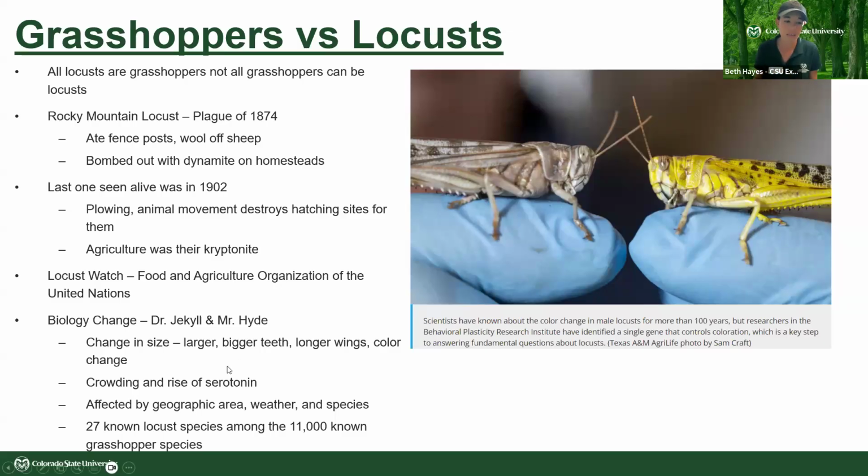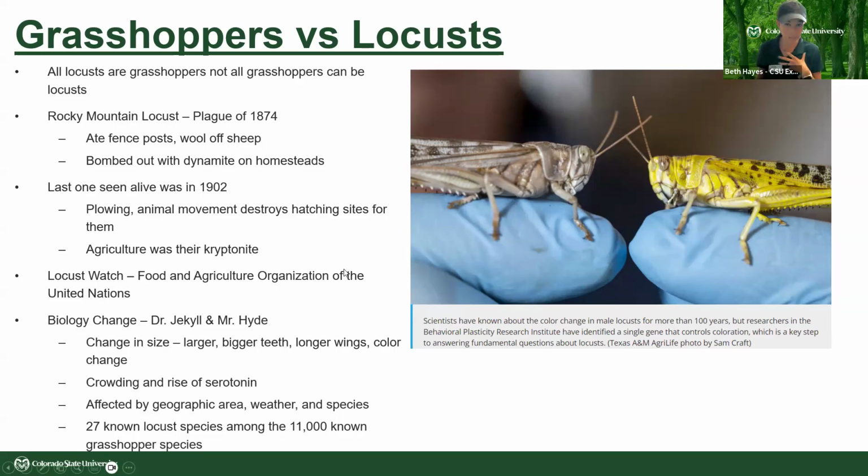So there is a group that watches this. It's called the Locust Watch. It's the Food and Agriculture Organization of the United Nations, and that one tracks them across the world. They have maps available that you can see, kind of track all those populations. It's pretty interesting. But we do not have any here.